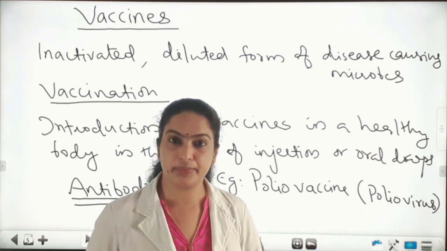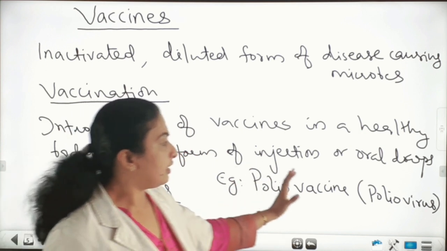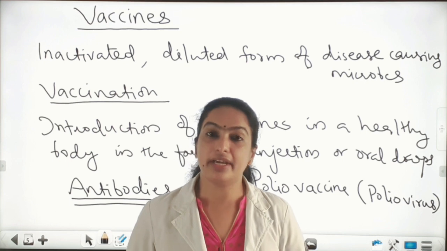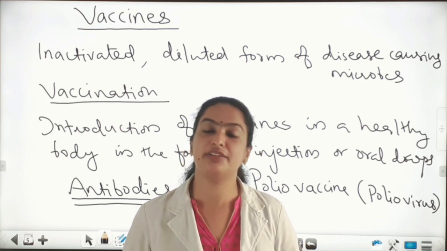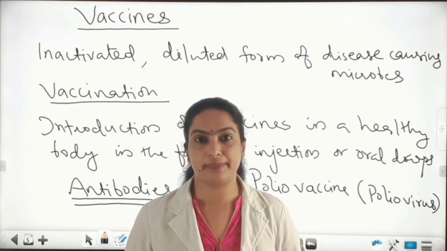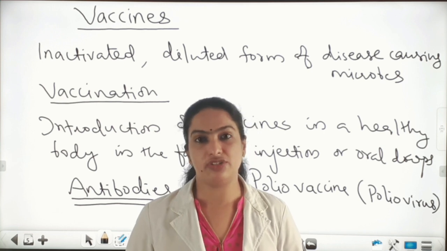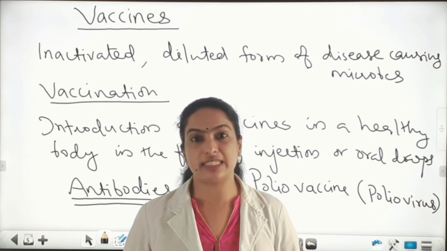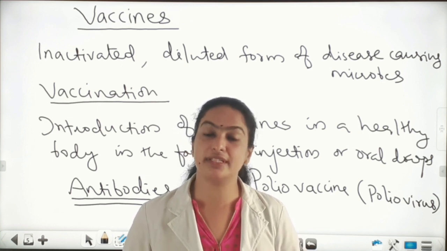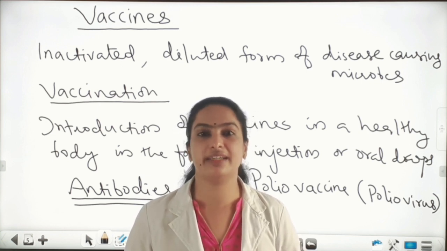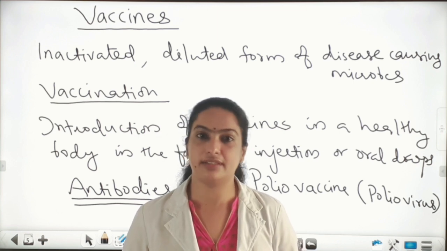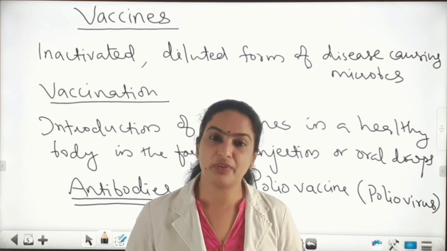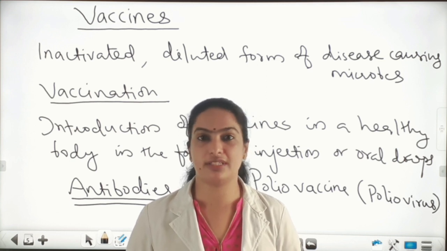Is it clear? Once the antibodies are created by the body through vaccination, they remain in the body throughout life. And when the same pathogen attacks the body, these antibodies can recognize that particular pathogen and fight against it. Is it clear? This is how the vaccine works.